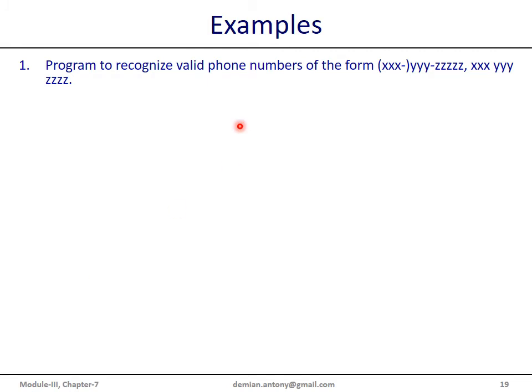Let us take up the programming exercises. The first program is to recognize valid phone numbers of the form: an area code followed by hyphen and 3 digits, hyphen, 4 digits, or 3 digits, space, 3 digits and 4 digits. Here this area code is optional, and you can have either a space or a hyphen between the area code and the two groups of numbers.